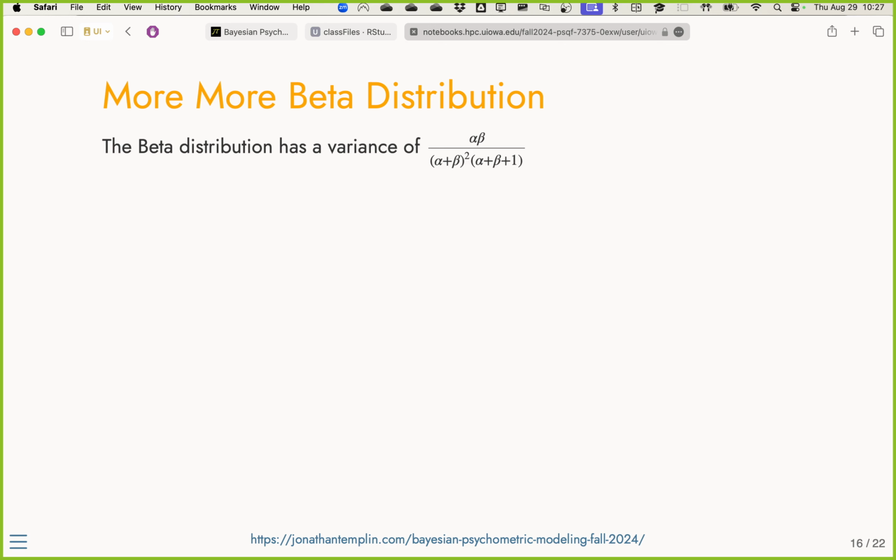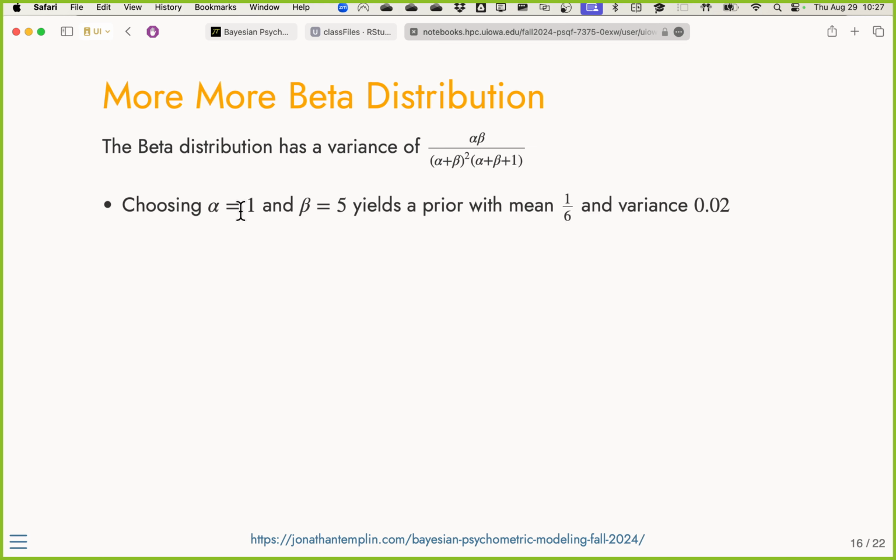We have to talk about the variance, or the spread, of the beta distribution. And that's this ugly looking function: alpha times beta over alpha plus beta squared times alpha plus beta plus 1. By the way, you don't need to memorize this. I had to look this up. You can look this up on your own. Just know it exists. So if we were to use an alpha of 1 and beta of 5, we get a mean of the prior distribution of 1/6 and a variance of 0.02. Now you cannot tell in absence of any other numbers whether that's informative or uninformative.